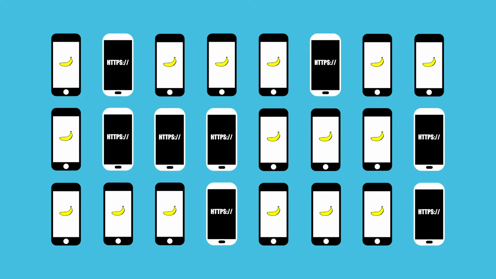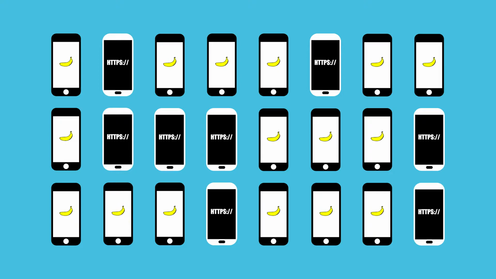This video will be looking at displaying categorical data. Let's look at some categorical data. The types of phones that you see before you are the types of phones that a class has. You can see that it appears to be mainly banana phones.